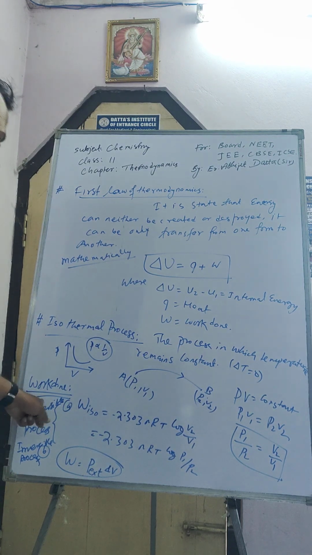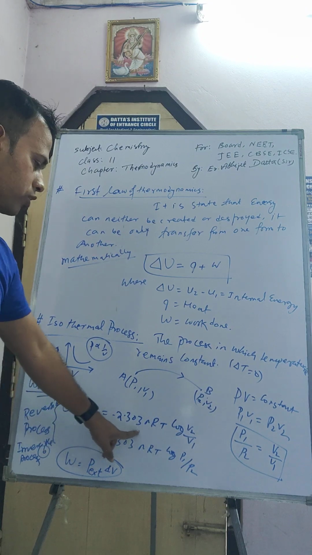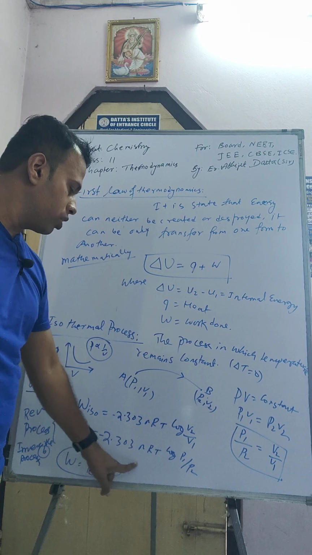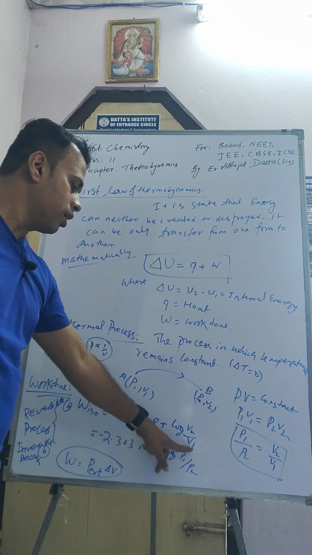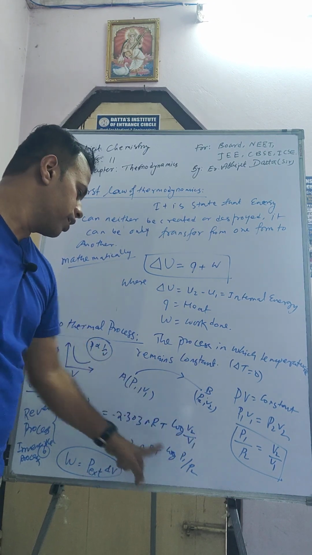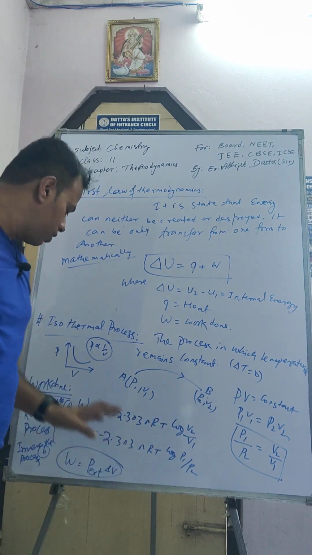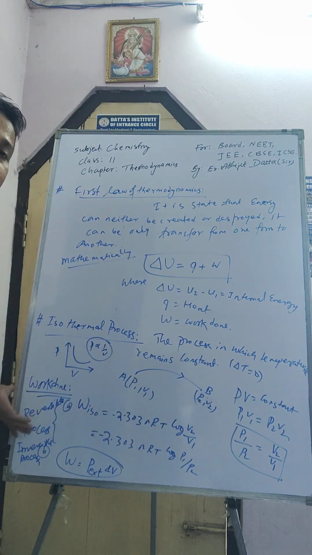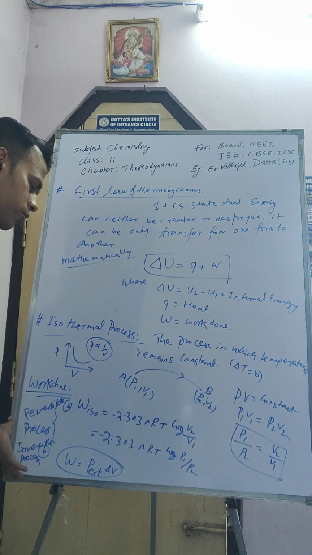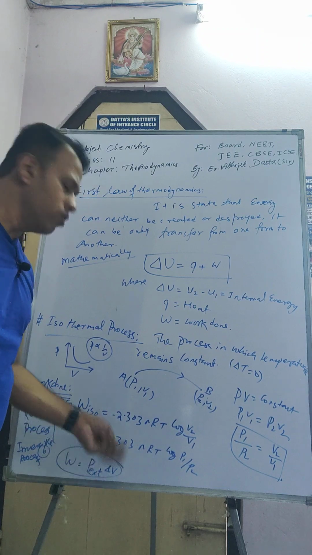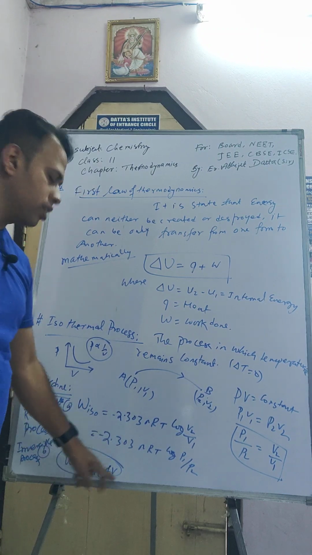So we have to find out work done in the isothermal process. So W iso is equal to minus 2.303 nRT log V2 by V1, or minus 2.303 nRT log P2 by P1, in terms of volume and in terms of pressure. Here n is number of moles, R is gas constant, and T is temperature. But this one is for the reversible process. In the irreversible process, work done in the isothermal process is W equal to external pressure into change in volume, P external into del V.